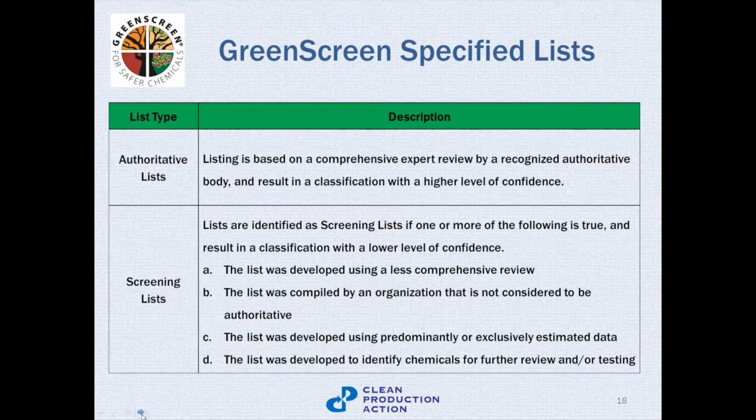The other thing that the methodology does is it bins lists into 2 categories. There are authoritative lists and there are screening lists. And this was done again with our technical advisory committee and peer review. An authoritative list is a list that's based on comprehensive expert review by a recognized authoritative body, whereas a screening list doesn't meet one or both of those criteria. Lists are developed for a lot of different reasons by a lot of different organizations, so it's important to understand what it is in order to know how to use that information, and that's all been built into the List Translator.